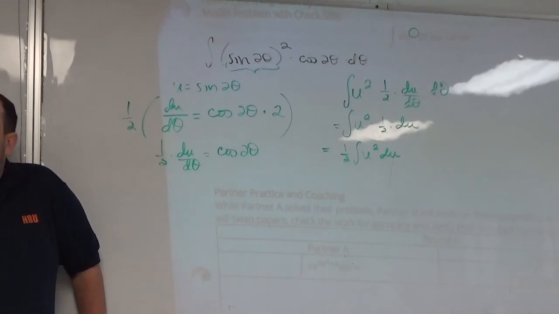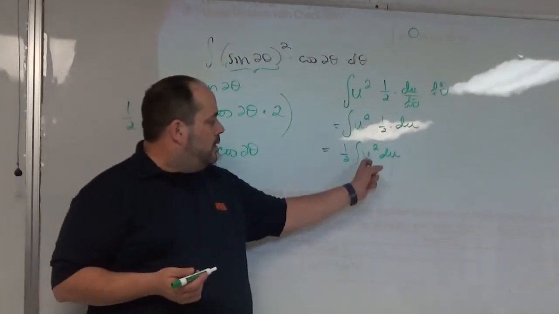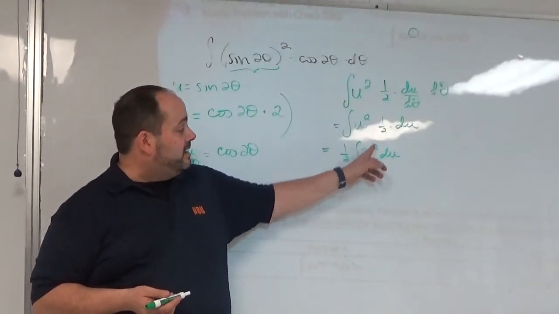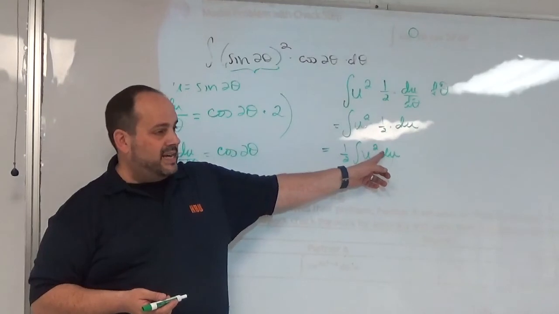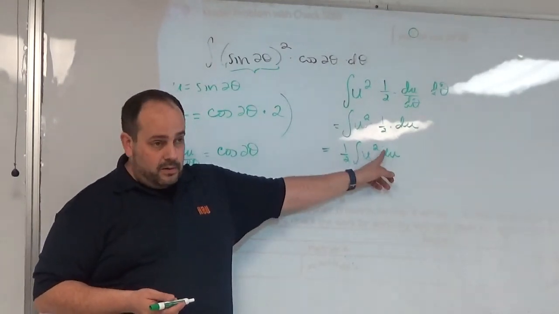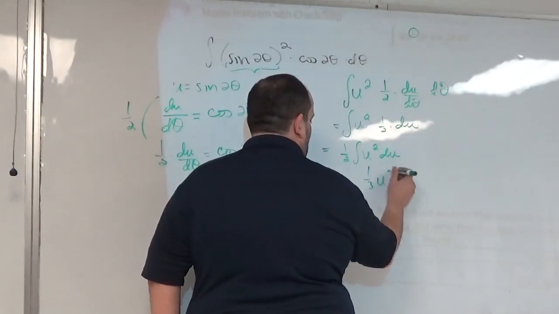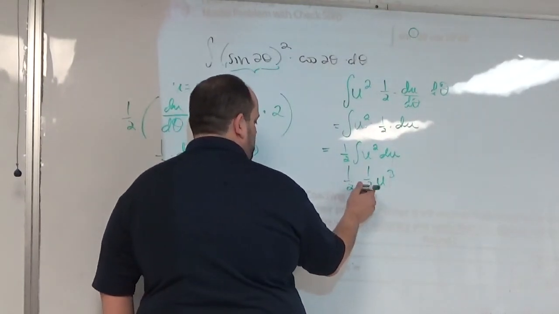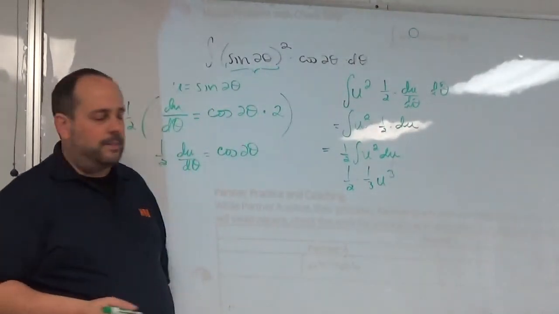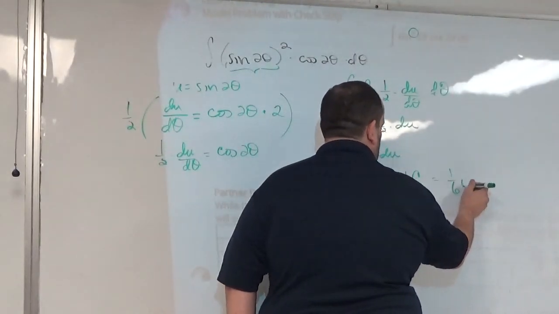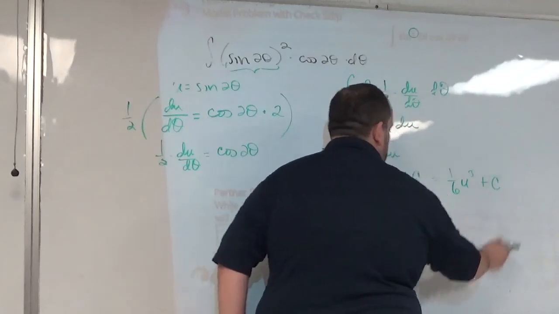What has u squared as its derivative? 1/3 u cubed. Right? This should be a power rule kind of thing. You've got your variable raised to a power, and the power rule says add 1 to the power, divide by the new power. So you've got 1/3 of u cubed. Don't forget about that 1/2 that you're going to multiply by, plus C. If you multiply this out, you're going to get 1/6 u cubed plus C.